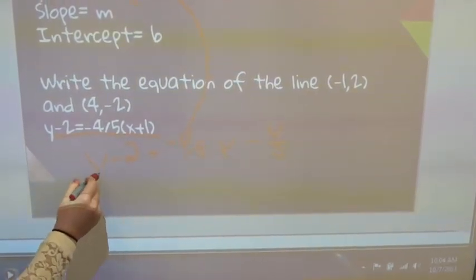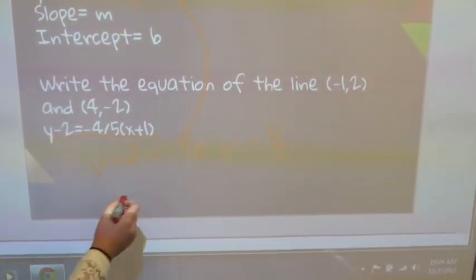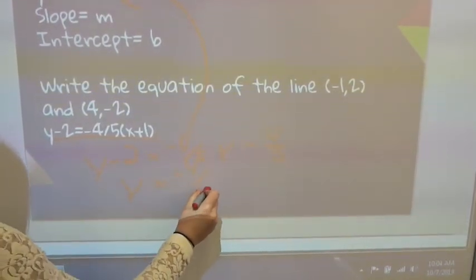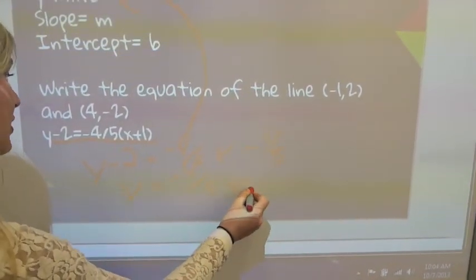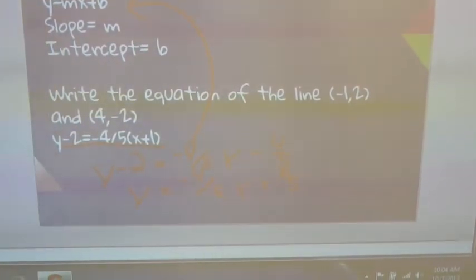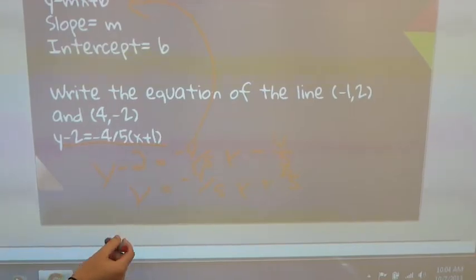Then we have to get y by itself, so we add the 2 to this side. So y equals negative 4/5 x plus 6/5. That would be our slope-intercept form.